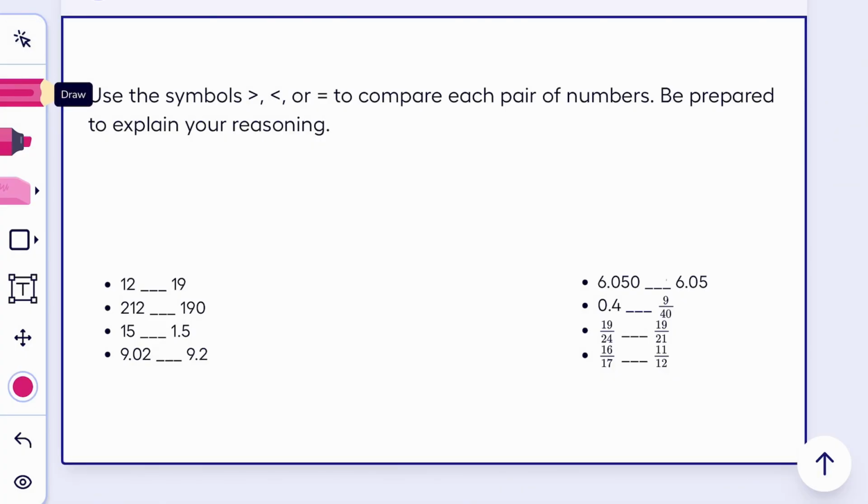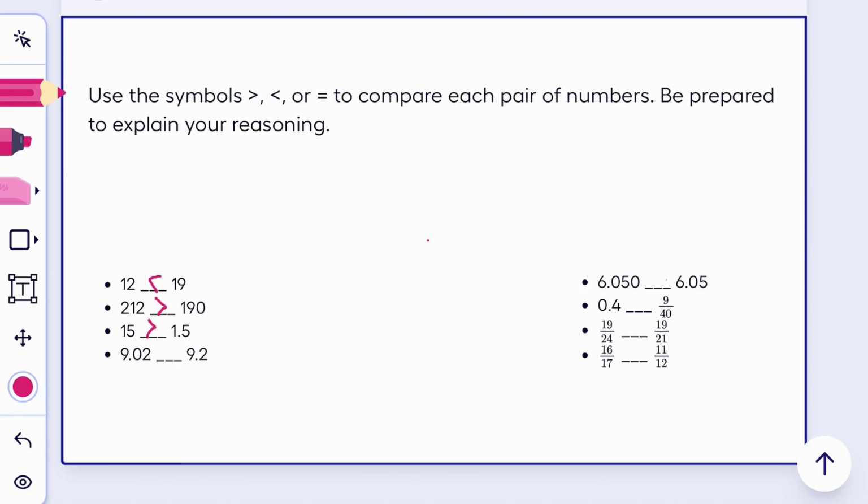So for the first one, 19 is bigger than 12 because 19 is further right on the number line. For the second one, 212 is bigger than 190 because it's further right on the number line. 15 is 10 times further to the right than 1.5 on the number line, so 15 is bigger.